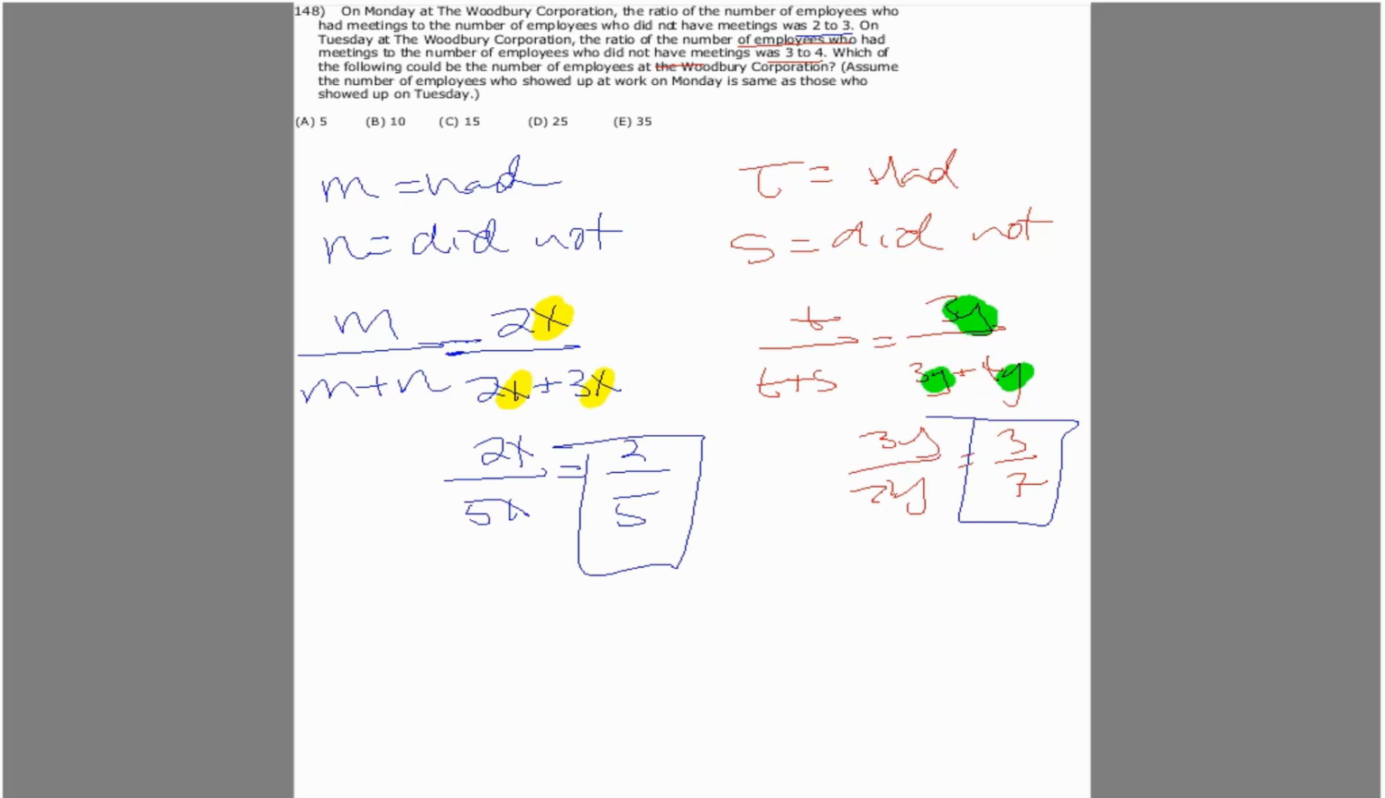Well, we need a total number of employees that's divisible by 5 and divisible by 7, right? Because we can't have a fractional number of employees. And the only number here that's a multiple of 5 and a multiple of 7 is 35. So 35 is the answer.